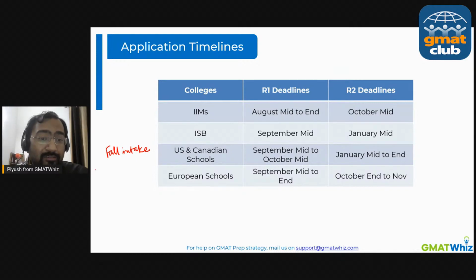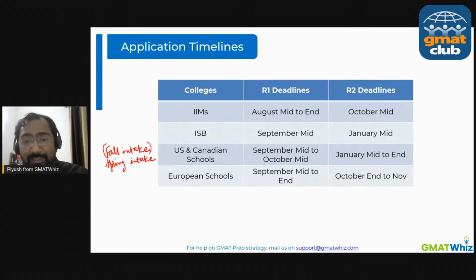Now, there are schools which have a spring intake, or let's say the January intake as well. If you are looking at a January intake, which is not that popular, as most people go for the fall intake, the round 1 deadlines will start this year, in March or April itself. So you have to poise your GMAT journey around that. But since fall intake is the more popular one, I'm going to focus more on this part when I talk about the ideal time to write the GMAT.